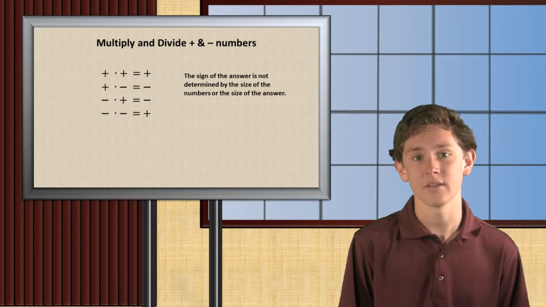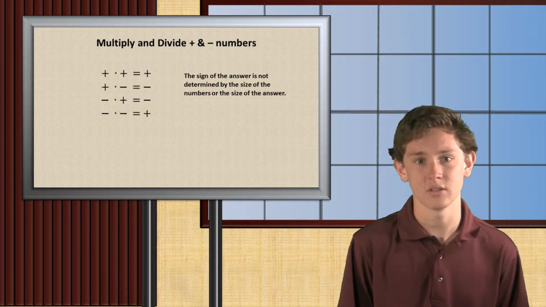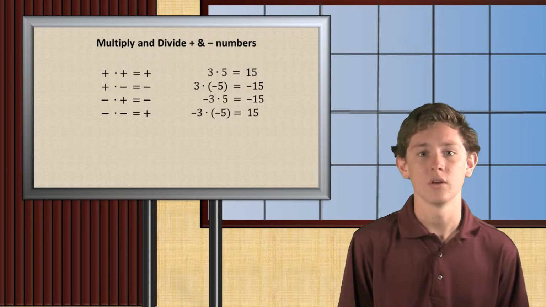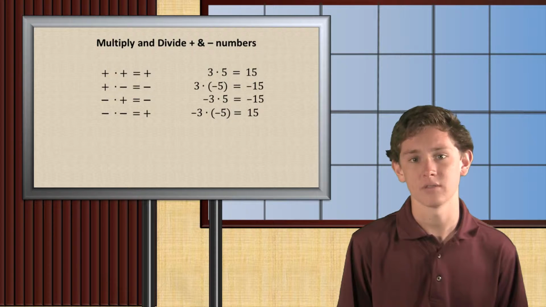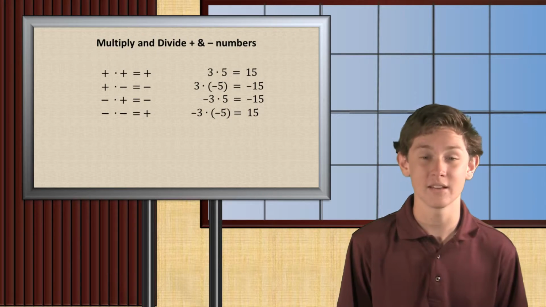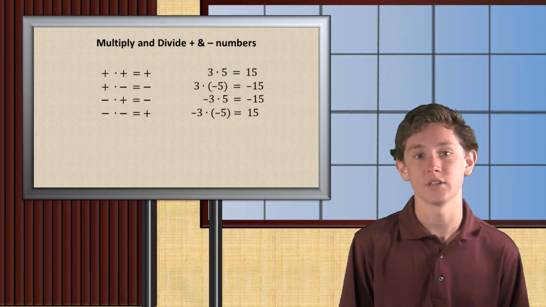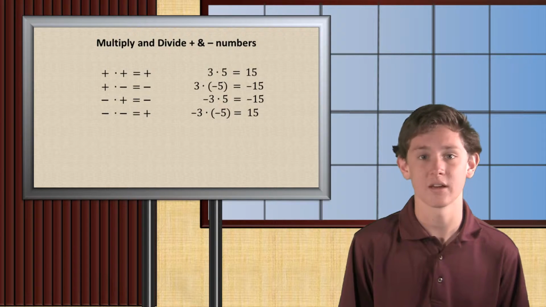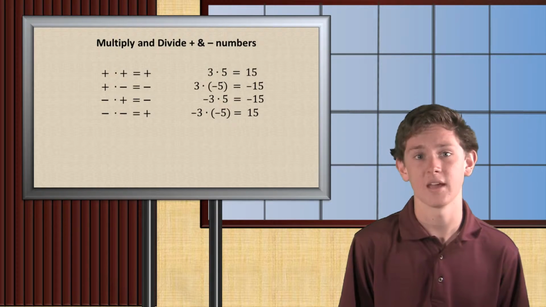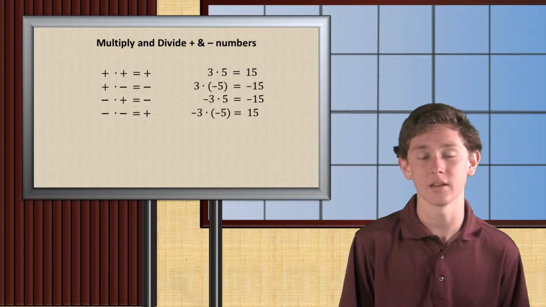So, the sign of the answer is not determined by the size of the numbers or the size of the answer, only by the signs of the 2 numbers being multiplied or divided. For example, 3 times 5 is positive 15. 3 times negative 5 is negative 15. Only one negative sign. Negative 3 times positive 5 is negative 15. Again, only one negative sign. And negative 3 times negative 5 is positive 15, with 2 negative signs.